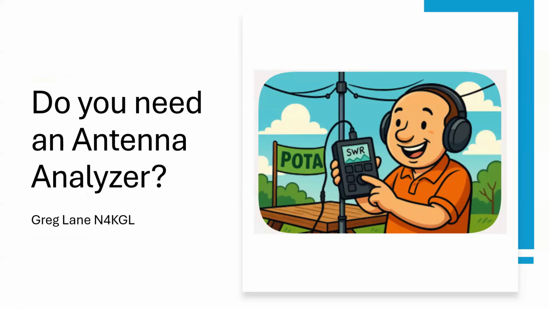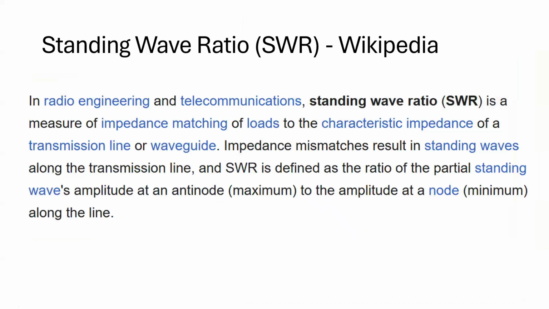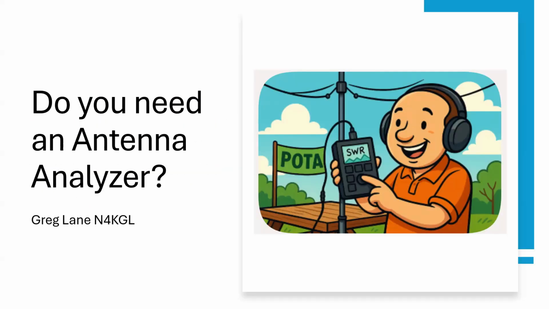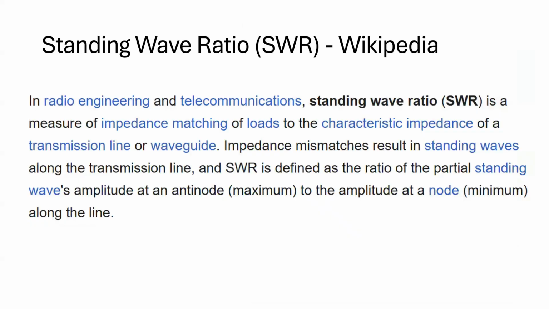I'm Greg Lane. I'm N4KGL. I'm located in Dothan, Alabama. I'll go back. The little cartoon was generated by Copilot. So I'm assisted by artificial intelligence tonight, and some of the material is from Copilot.